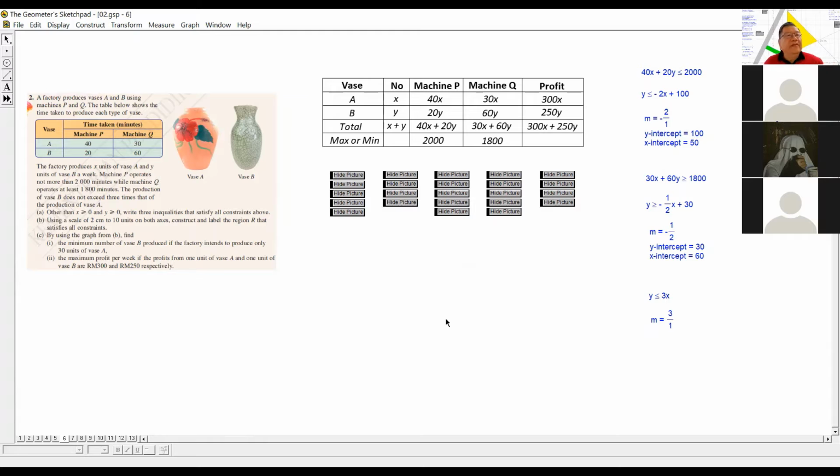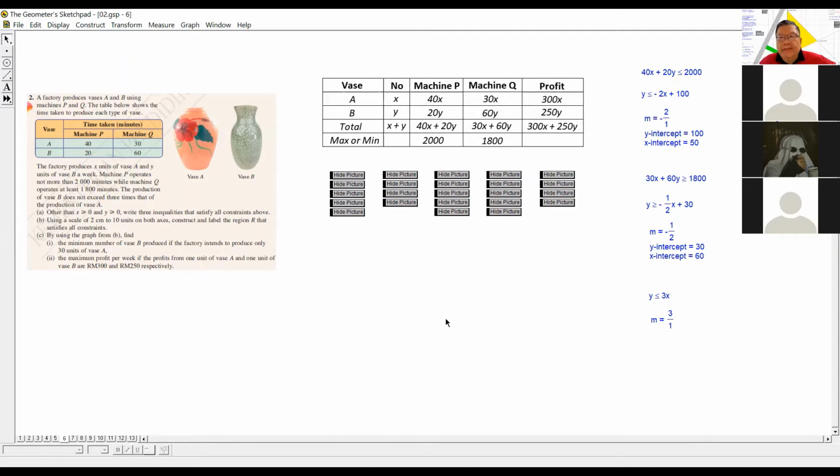A factory produces waste A and B using machines P and Q. The table below shows the time taken to produce each type of waste. The factory produces x units of waste A and y units of waste B a week. Machine P operates not more than 2,000 minutes, while machine Q operates at least 1,800 minutes. The production of waste B does not exceed 3 times that of the production of waste A. Other than x larger or equal to 0 and y larger or equal to 0, write three inequalities that satisfy all constraints above.